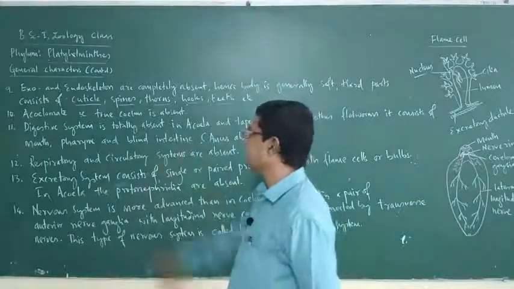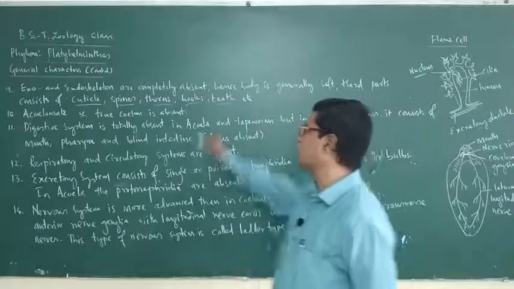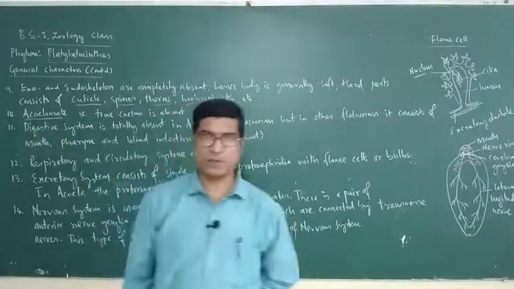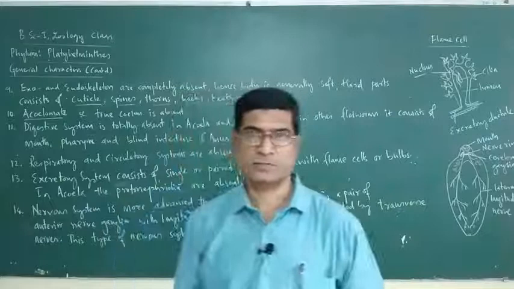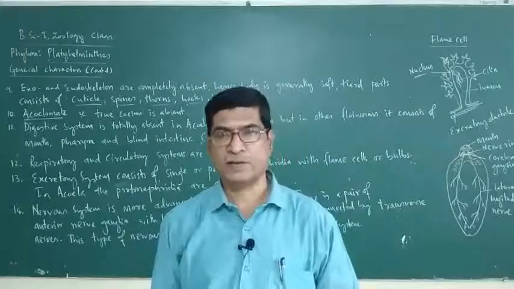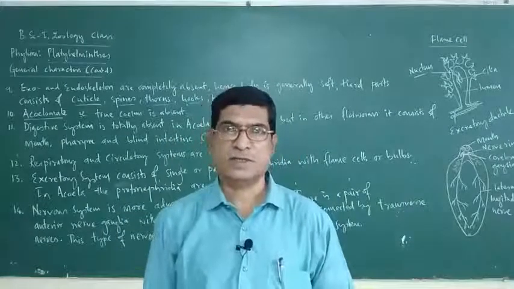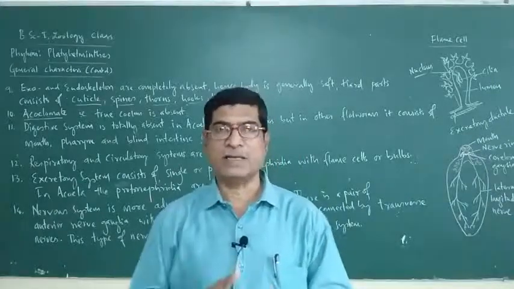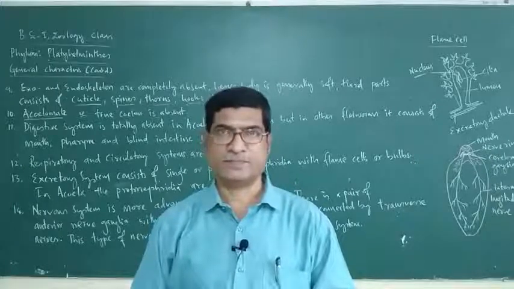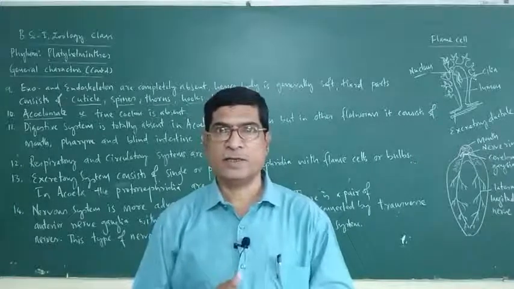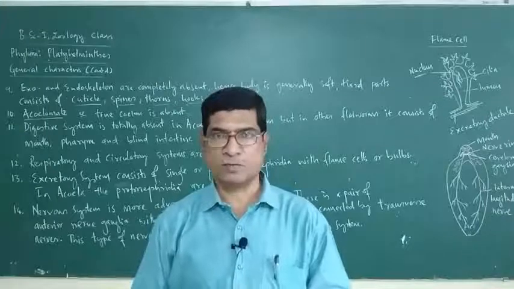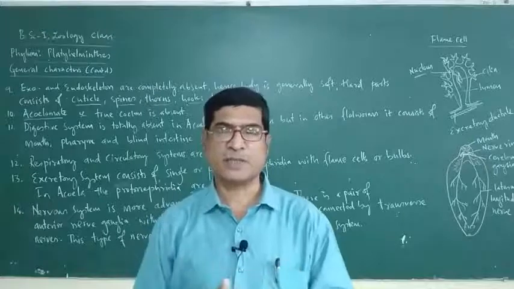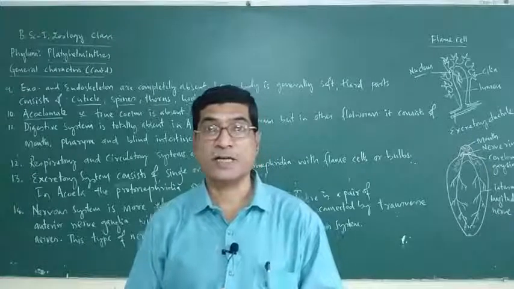Next, coelomate. True coelom is absent. No coelom is present. There is no true body cavity. So what is coelom? Coelom is a body cavity which is internally lined by mesodermal epithelium. Then only it should be referred to as coelom. Here, such coelom is lacking. Therefore, they are called acoelomates.